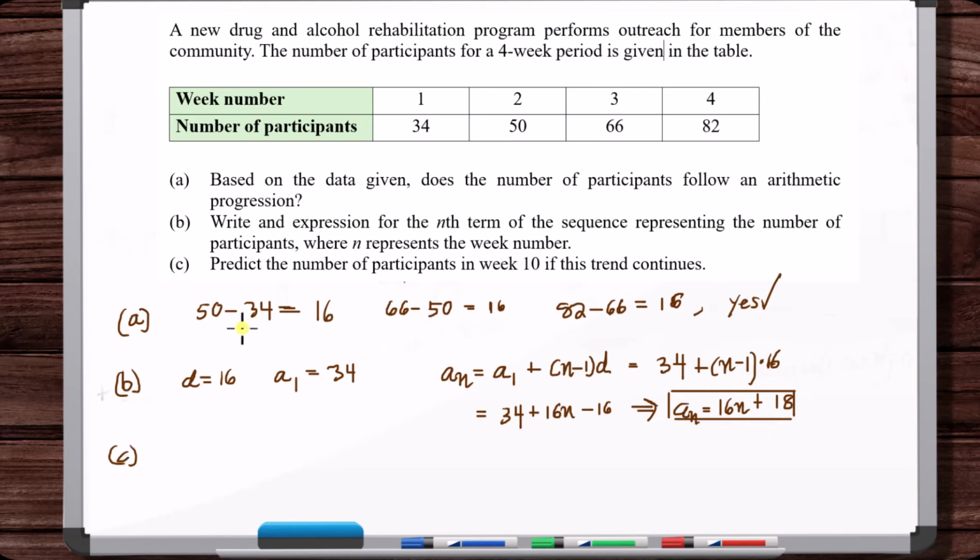If this trend continues, find the number of participants in week 10. So they're just saying, what is A sub 10? Just plug in n equals 10 into the formula we just made. So 160 plus 18, 178.